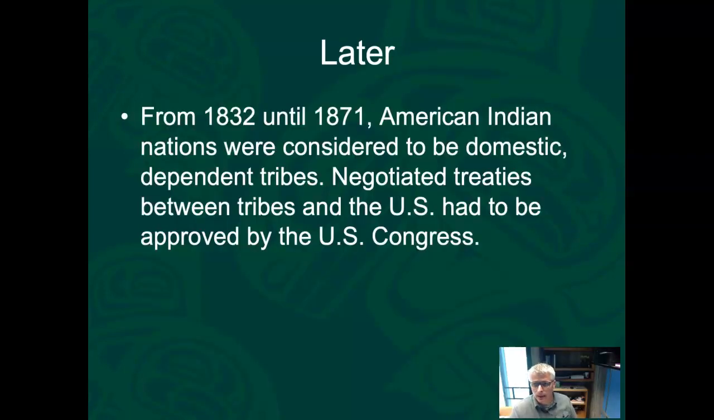And later, from 1832 until 1871, American Indian nations were considered to be domestic dependent tribes, and negotiated treaties between tribes and the U.S. had to be ratified or approved by the Congress. And so this is, again, kind of taking that paternalistic approach of the U.S. government toward tribes, which are sovereign nations, but having that domestic dependent relationship towards them.